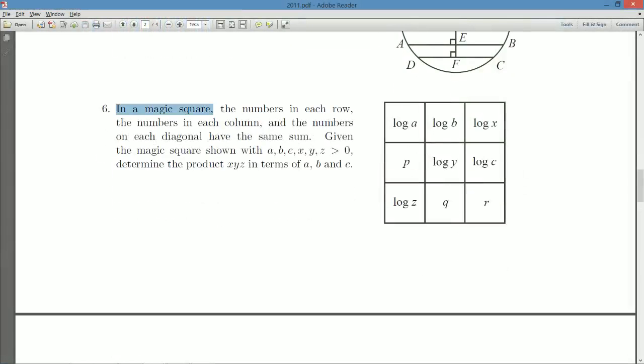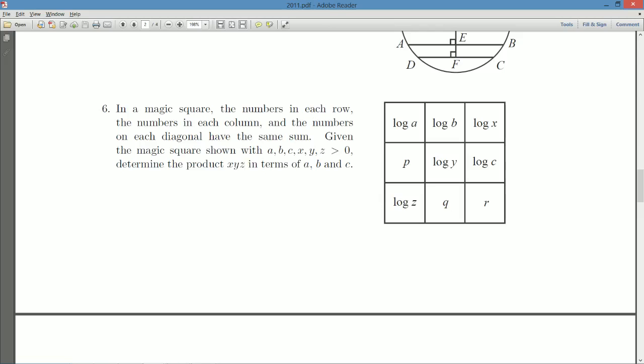In a magic square, the numbers in each row, the numbers in each column, and the numbers in each diagonal have the same sum. Given the magic square shown with A, B, C, X, Y, Z all positive, determine the product X, Y, Z in terms of A, B, and C. All right. My word. Okay. So, we want the product X, Y, and Z.